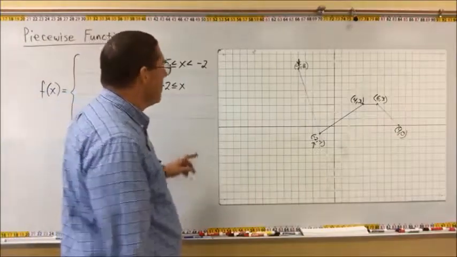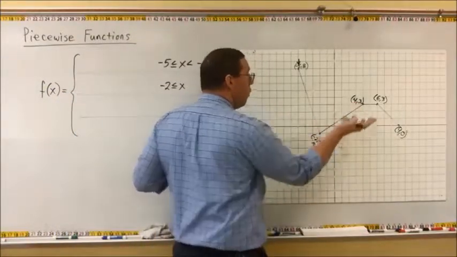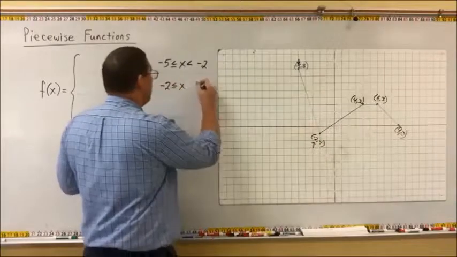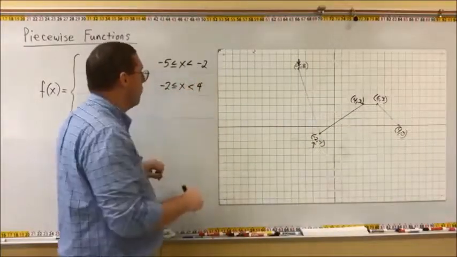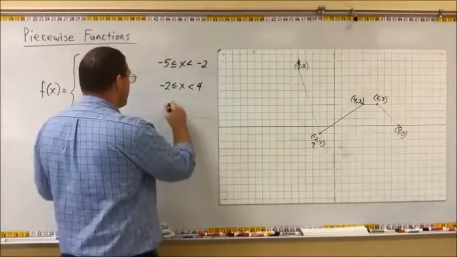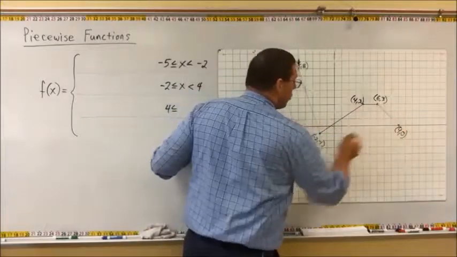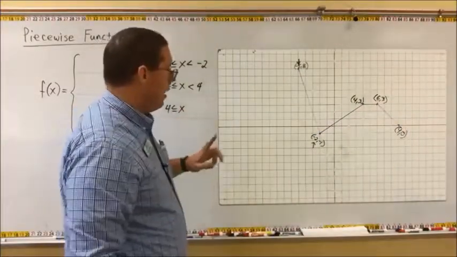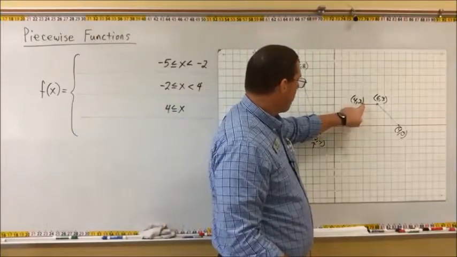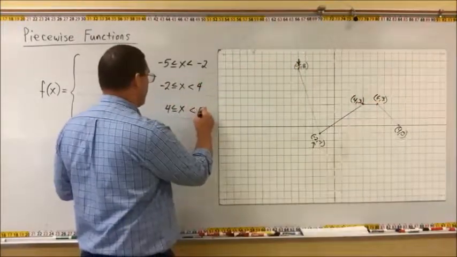All right, so now the next line here is going to run from -2 up until 4. Okay? So we know that it's going to run from -2 up until 4, so I'm just going to say less than 4. But then on the next piece, I'm going to say 4 is less than or equal to, because these are all closed circles. I'll put an x. And now we know that this piece is starting at 4 but ending at 6. So we'll go from 4 up to 6.